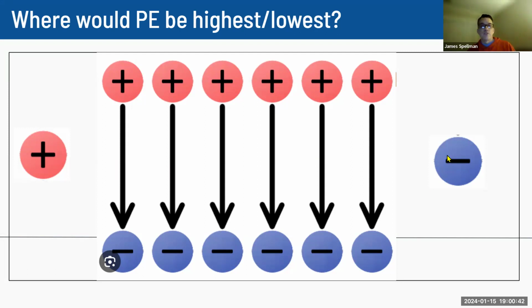And then the negative charge would be exactly the reverse. The negative charge would have the highest potential energy hanging down here with the negatives because it would want to get pushed away. And it would have the lowest potential energy hanging out up here with the positive charges.